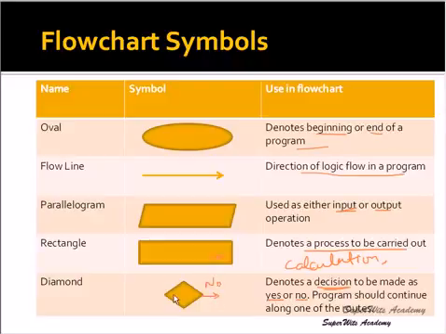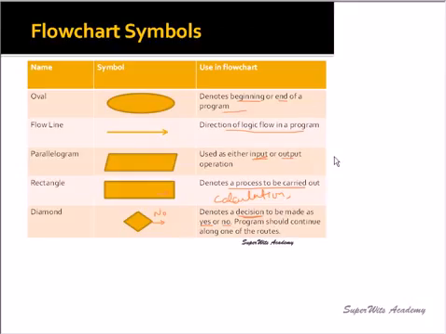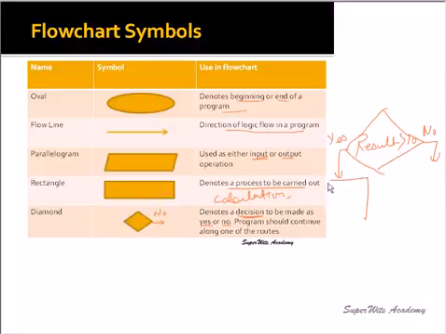Let's say we need to check that the result is greater than 10 and put it in diamond. This side is no, this side is yes. If the result is greater than 10, we say hooray. If the result is not greater than 10, I say very bad, right?